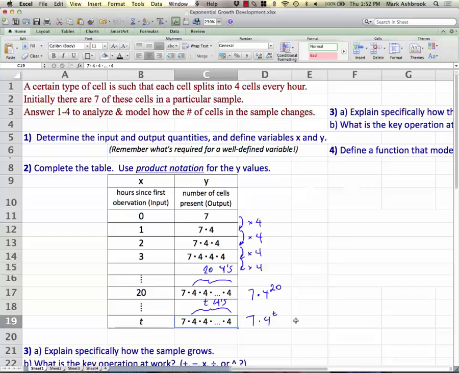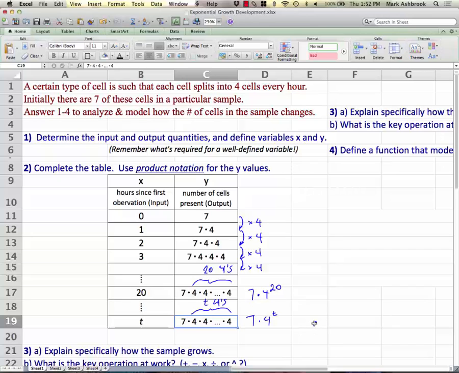4 to the T means that 4 is exponentiated to the T power, which means it's multiplied by 4 T times. Agree with that? It's multiplied by 4 T times. That's right. You're multiplying by 4 T times. Okay?